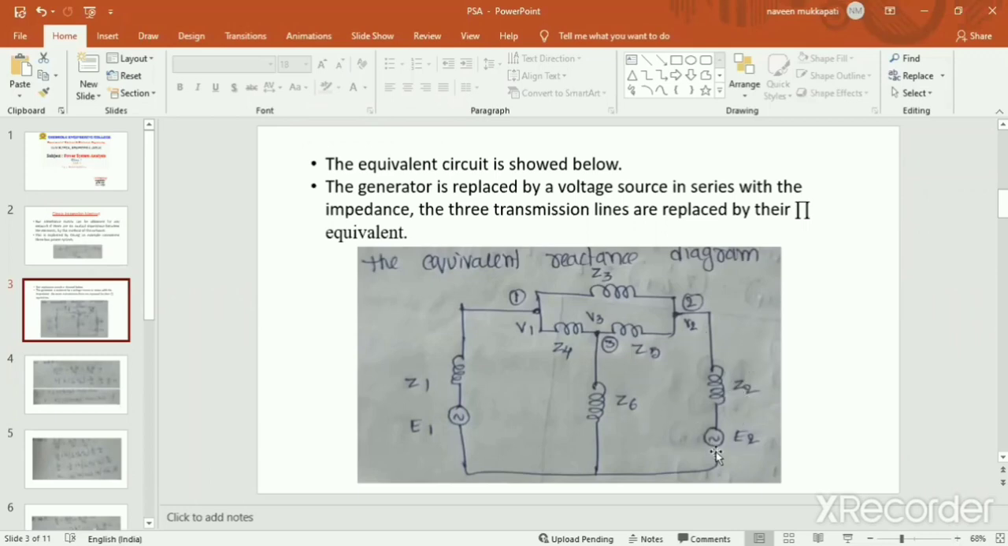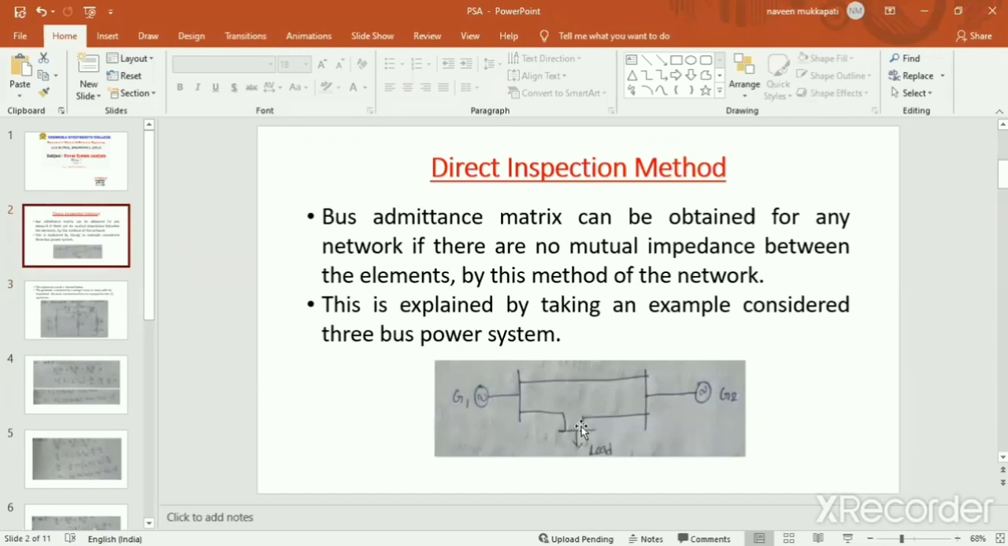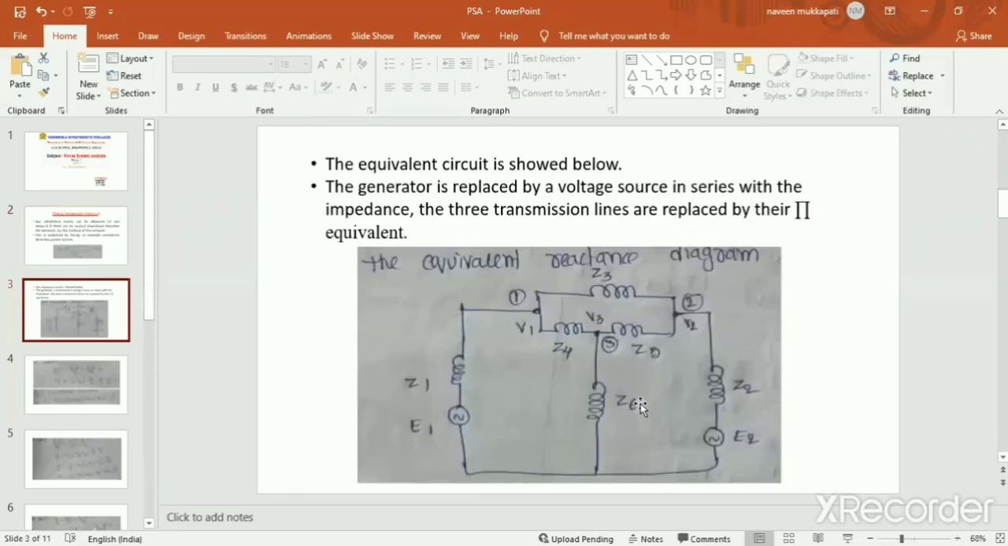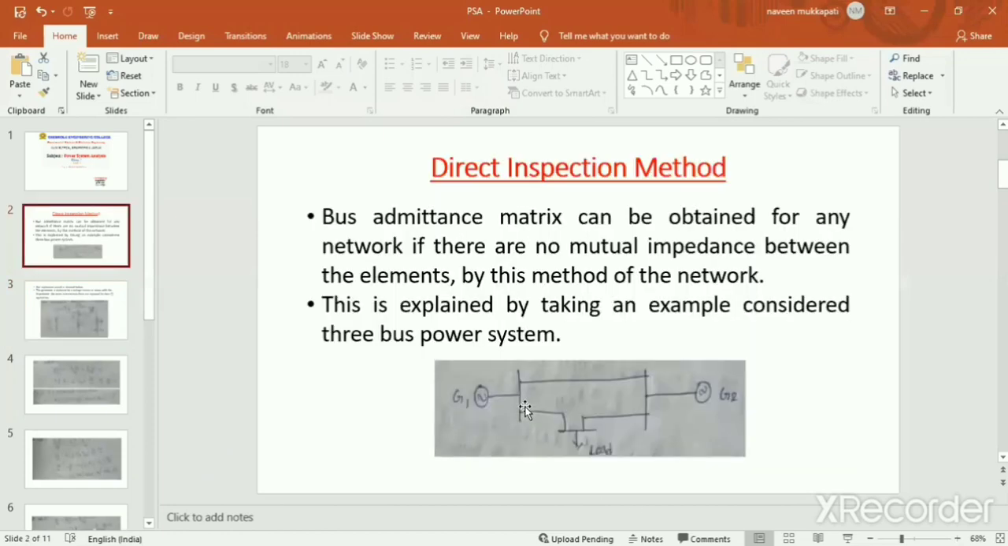This is generator G2 and this is generator G1, and these are the elements. The Z6 element goes to the reference. This is the reference, and in that reference we have another element, the Z6 element. These are the buses: this is bus 1, bus 2, bus 3.